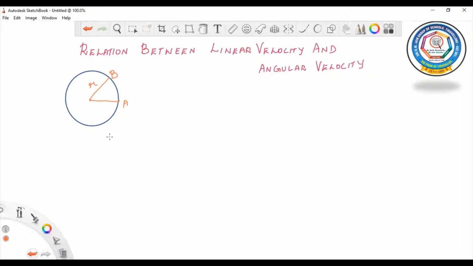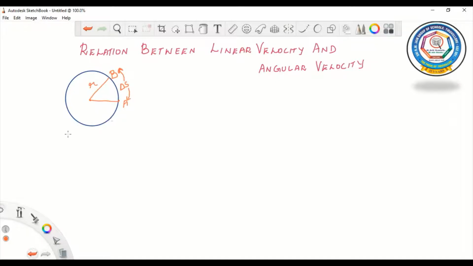So the particle moves from point A to B in time del t, covering the distance del s. So this will be the displacement. The distance moved by the particle is del s in time del t, that is along the arc AB.